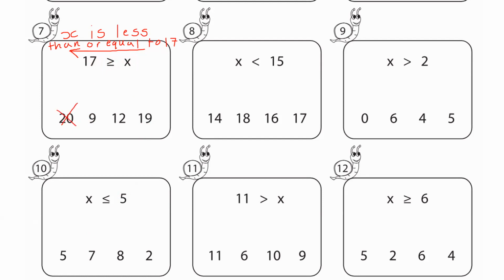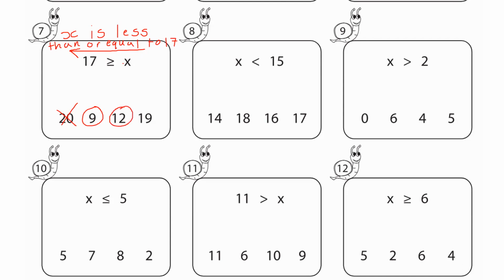By the way, are you writing this down? Make sure you write this down, please, because I'm going to ask for the notes. So X is less than or equal to 17. Does 9 work? Yes, 9 does work, so we're going to circle 9. Does 12 work for X is less than or equal to 17? Yes, 12 does work.